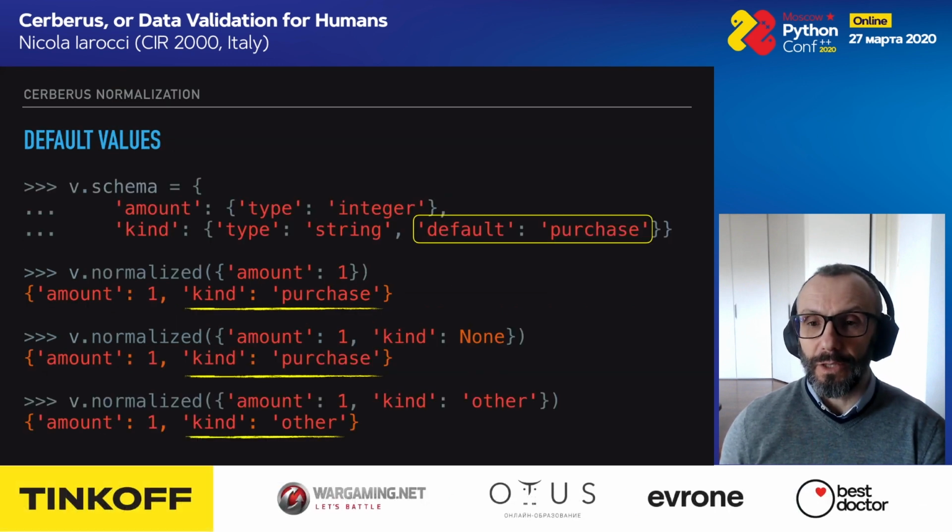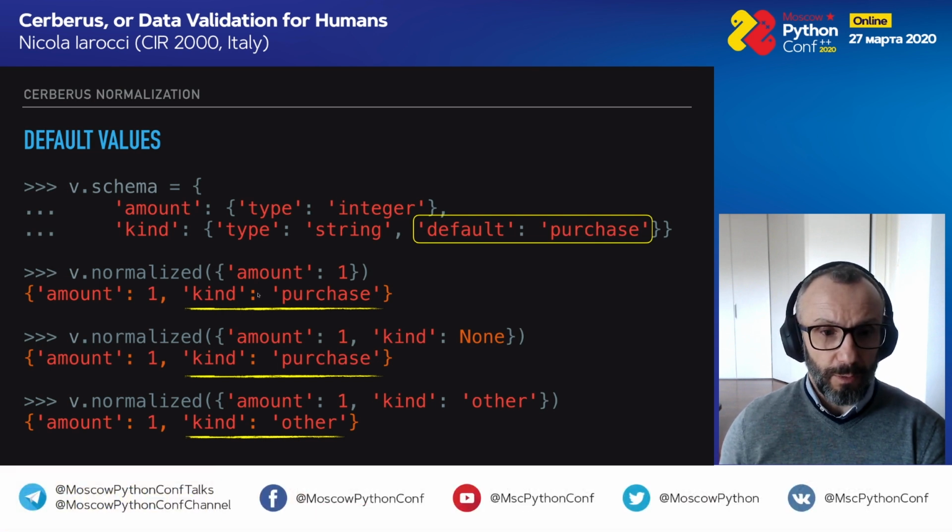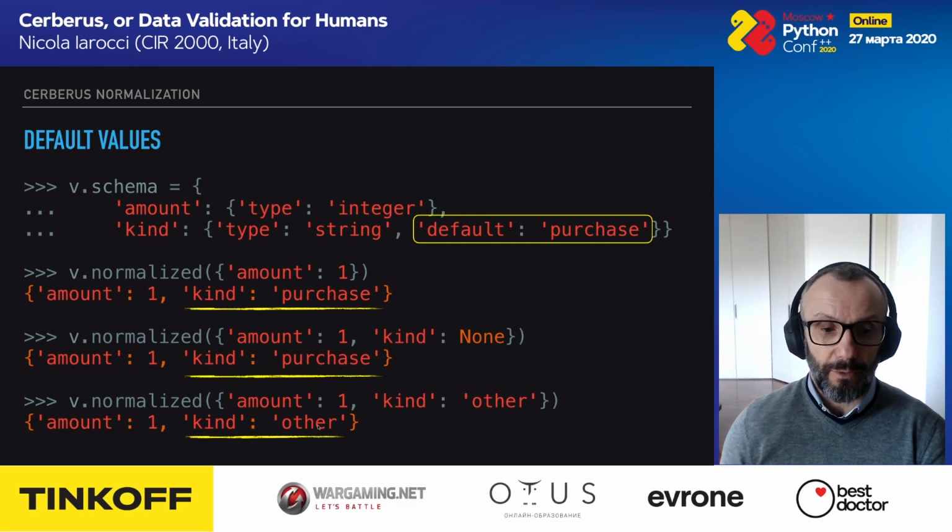We can also set default values for some fields. For example, here the kind field is a string and has a default value. And when we pass a document without that field, it will get the default value. If it is there, but it has a none value, it still gets a default value. If it has a value, of course, it doesn't get a default value.